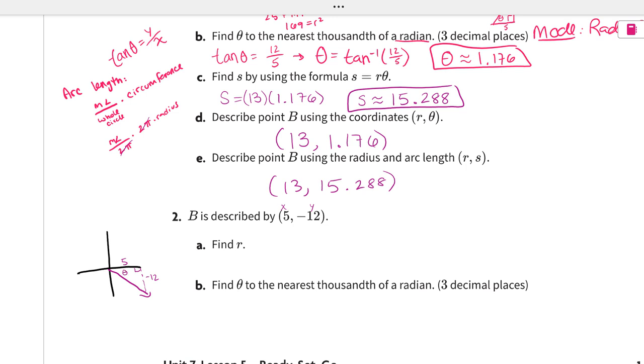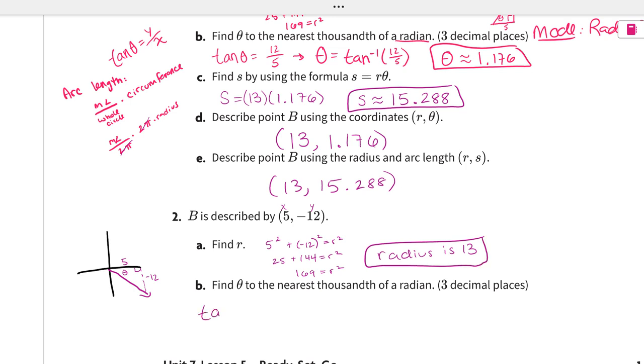So let's find r first. Well, we're going to get 5 squared plus negative 12 squared equals r squared. So our radius comes out the same because we still get 25 plus 144, which is 169. Radius is a distance, so radius is always positive. So our radius is 13, once again. But this time our angle is going to be different.